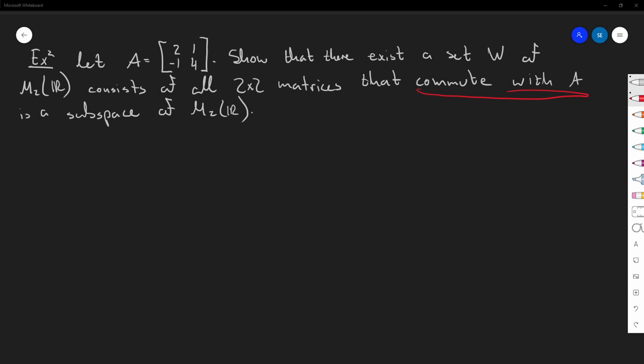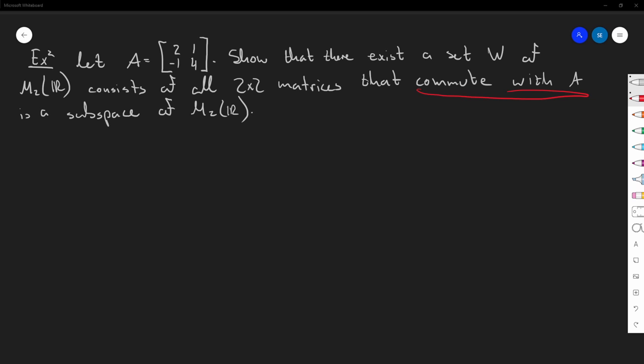In this example, it gives us a matrix A, which is a 2 by 2 matrix consisting of 2, 1, negative 1, 4. And it wants us to show that the set W of M2R, which consists of all 2 by 2 matrices in the real number domain that commute with A, is a subspace of M2R. So that means that the set W is a subspace of all 2 by 2 matrices in the real domain, and that it also commutes with A. That is the other condition that we need to look for.